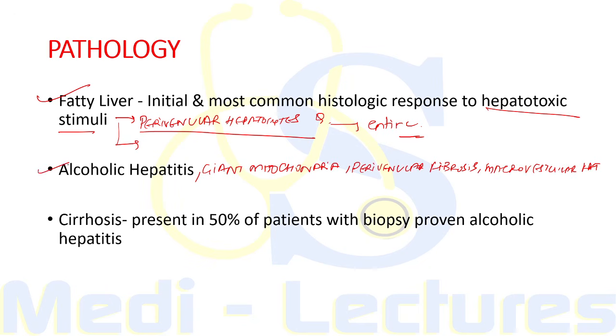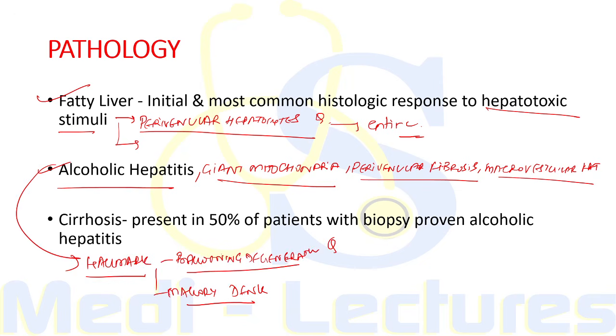Now the presence of alcoholic hepatitis, giant mitochondria, perivenular fibrosis, and macrovesicular fat are associated with progressive liver injury and a poor prognosis. Now the transition from alcoholic fatty liver to alcoholic hepatitis is blurred. Now what is the hallmark of alcoholic hepatitis? What is the pathologic hallmark of alcoholic hepatitis?